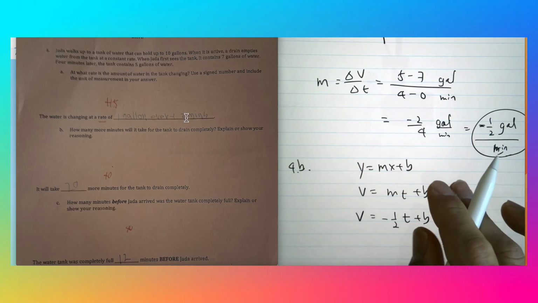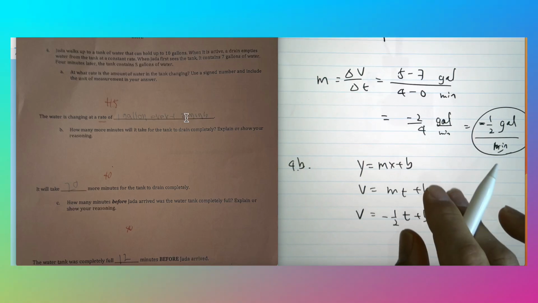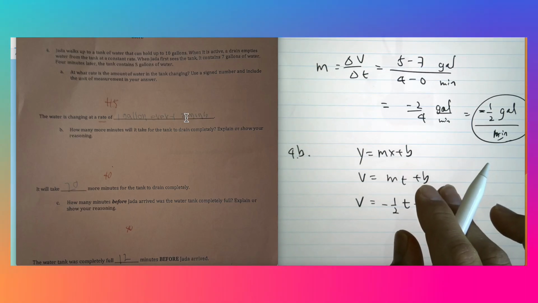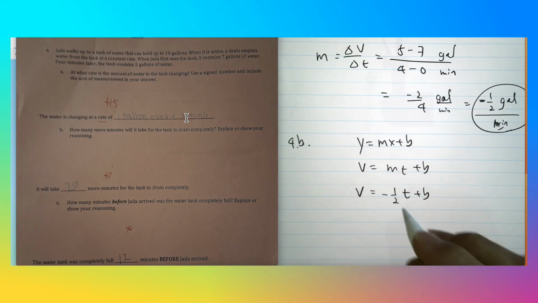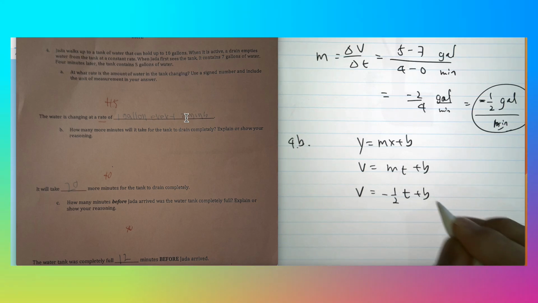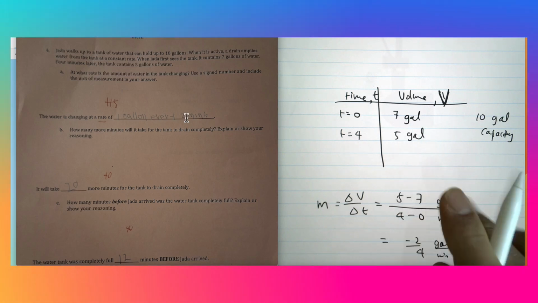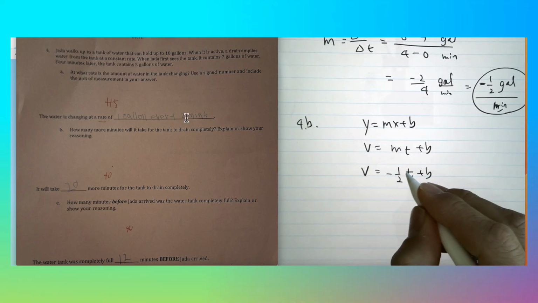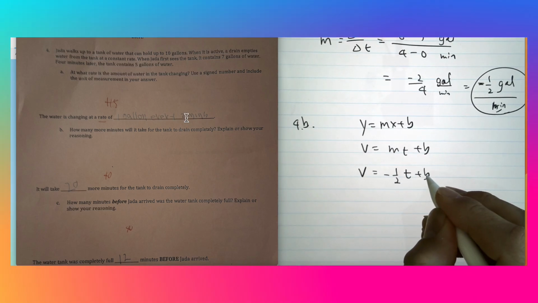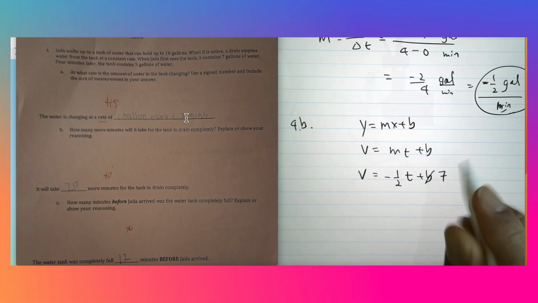My bad. It did have a capacity of 10 gallons. I don't know if we have to use that, but okay, maybe in part C. So 1/2 T plus B, and initially it said 7 gallons. When you set T equals 0, then B has to be 7. So that's your y-intercept.